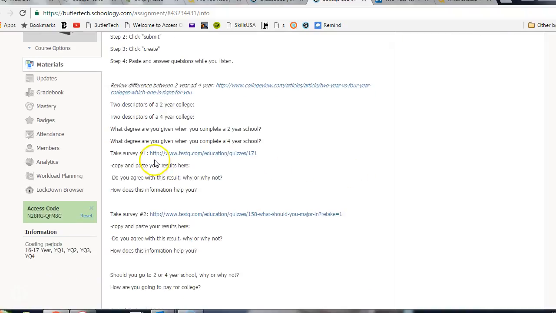So survey one, copy and paste your results. Do you agree with it? Why or why not? You know, be intelligent high school seniors. If you agree with it, why do you agree with it? If you disagree with it, why do you disagree with it? How does this information help you? Use good language, be an intelligent person.